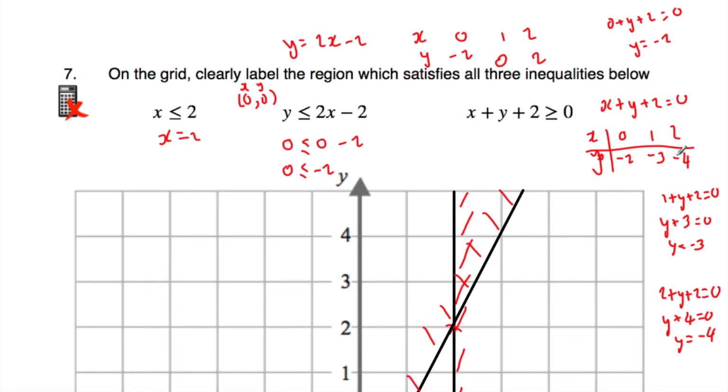As I mentioned, you could, if you wanted to, rearrange it and make it in the form y equals minus x minus 2. And if you times that by minus 1 and take away 2, you get negative 2. If you times that by minus 1, you get minus 1. Take away 2 is negative 3. And if you times that by minus 1, you get negative 2. Take away 2 is negative 4. So we've got those points.